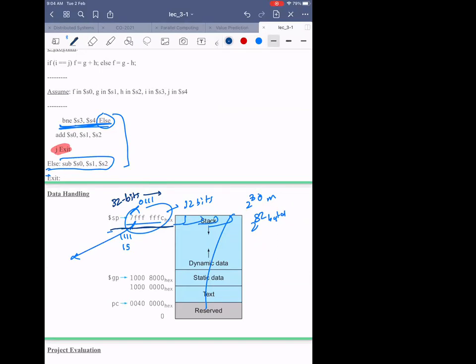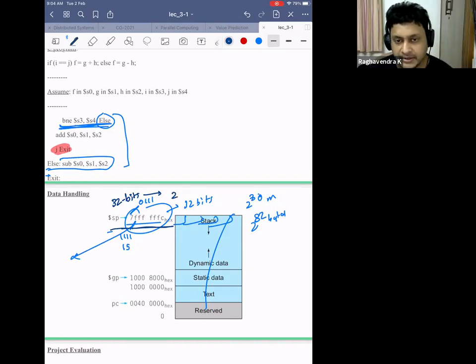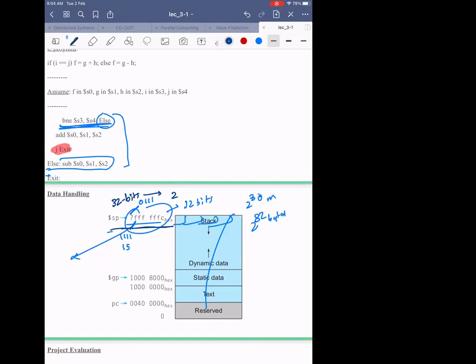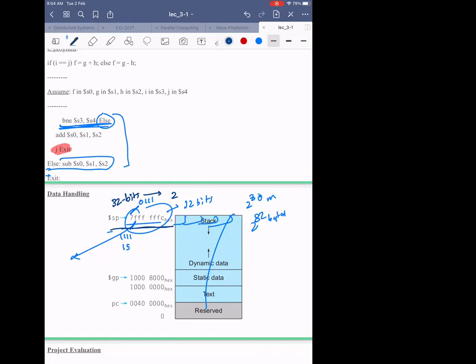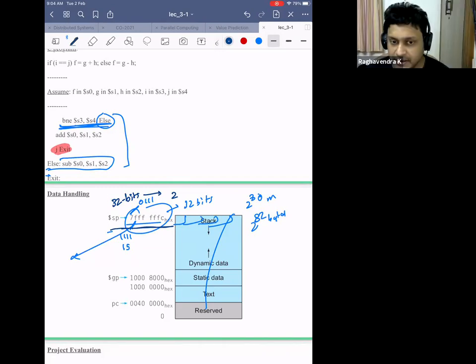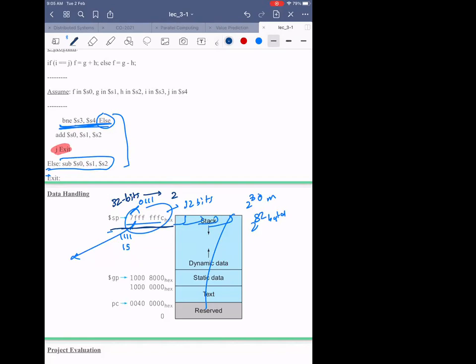Because we have to store 2 to the power 30 addresses, and each address will have 4 bytes. Can anybody correct that? Registers instead of addresses. And each register has 32 bits, which is 4 bytes. So total 2 power 32.